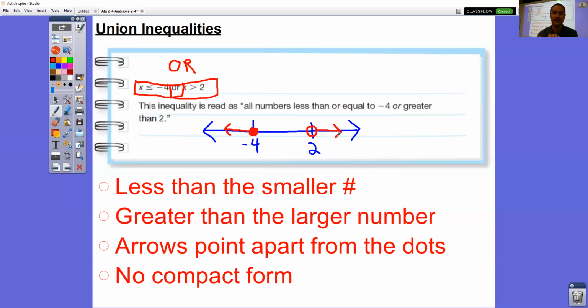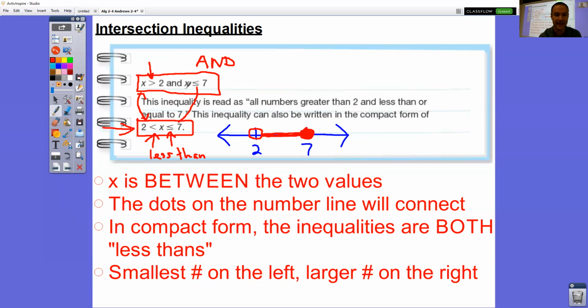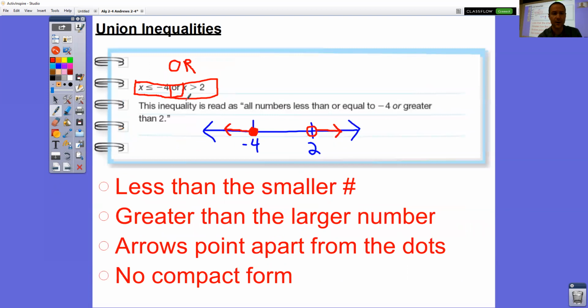So in an or statement, the arrows go out. This is what the actual statement looks like. There is no compact form. Like in the and statement, we had this form and this form with the word and or with the letter X in the middle. This is really the preferred way, the way that you'll see it most often, with the X in the middle. There is no compact form for the or. So it always goes letter, inequality symbol, number, the word or, and then letter, inequality symbol, number.